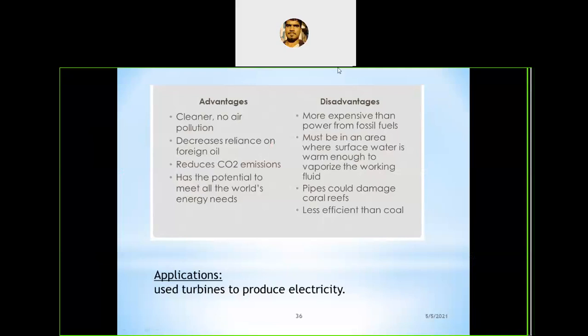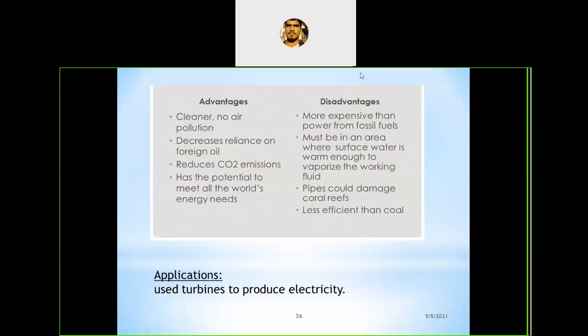It will decrease the dependency on those oils and reduce CO2 emission, because there is no combustion, so there is no chance of emission of carbon dioxide. And it has the potential to meet all world energy needs. By using this temperature difference, we can generate energy, and that energy can fulfill whatever the energy requirements on the earth.